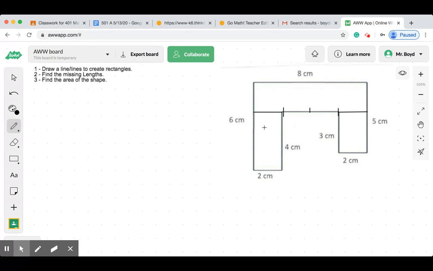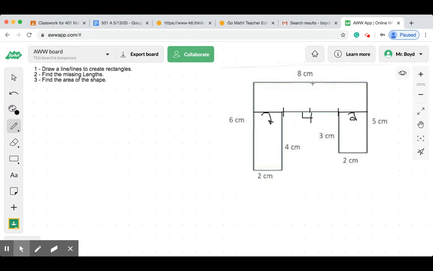So I'll look down here and I see, well, if this is 2 centimeters, then that must be 2 centimeters. So I can write that in. 2. I know that's 2 centimeters. If that's 2 centimeters, that must be 2 centimeters. Now, again, I know this whole line is 8 centimeters. So if I have 2 centimeters and 2 centimeters, that means that I already have 4 centimeters. So I know that 8 minus 4 equals 4. So this line right here must be 4 centimeters.